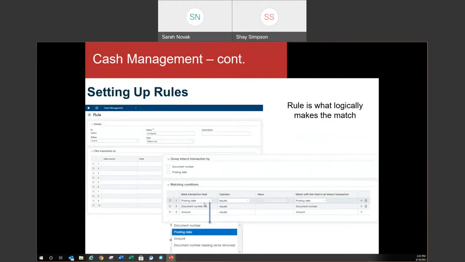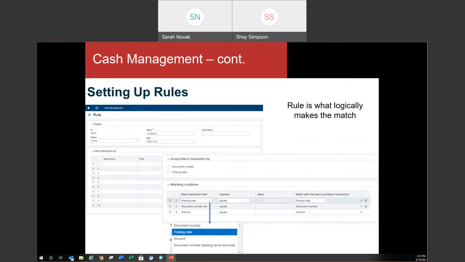We can set up our rules, and this is going to look a little bit different from what it looked like before. You probably know that before, when you went into the reconciliation screen, in the bottom left-hand corner, you had matching attributes. Basically, the matching attributes look the same. It was still based on posting date, document number, and amount. But now when we set up these rules, we can set it up on the posting date and the amount, which has not changed. But now we can set it up not only on document number, but on document number with leading zeros removed.